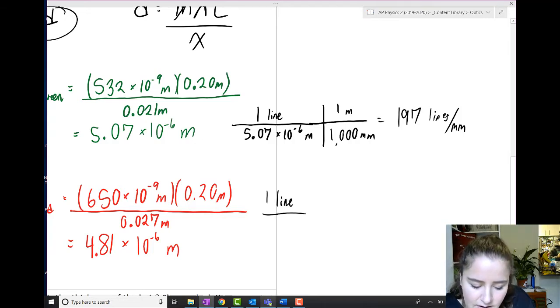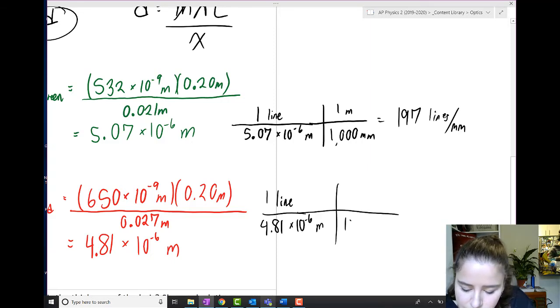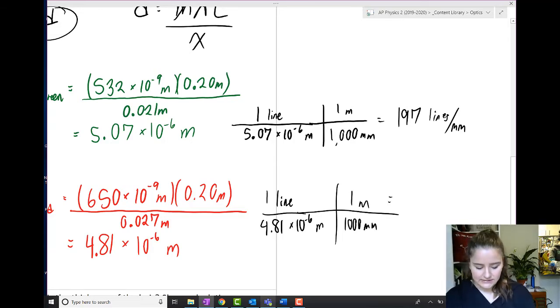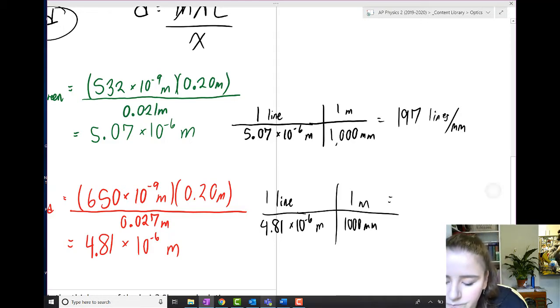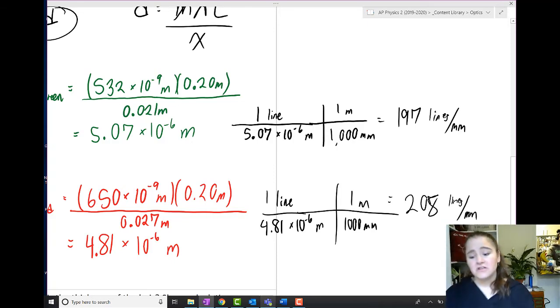Okay, using the other equation, we get that there are times 10 to the negative 6 divided by 1,000. We get that there are 208 lines per millimeter. So there's probably about 200 lines per millimeter on our CPO glasses, which makes sense.